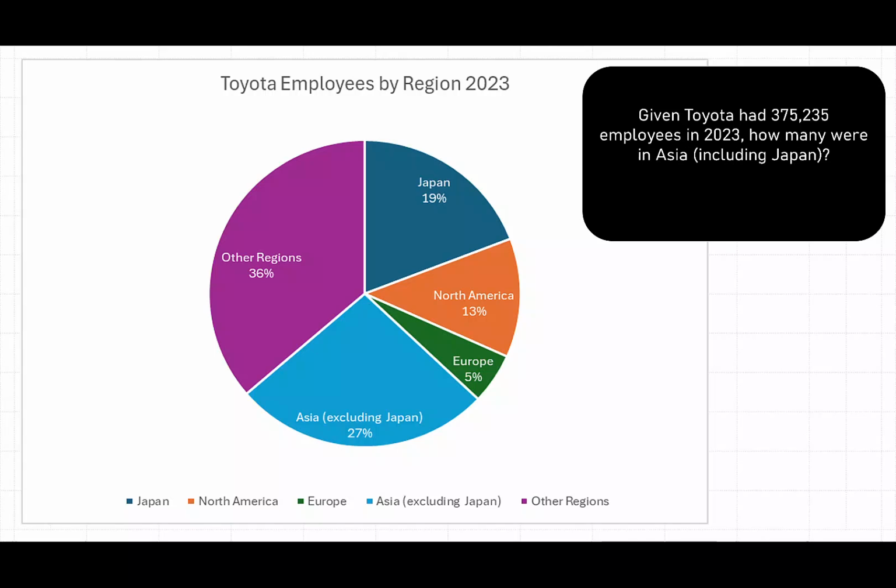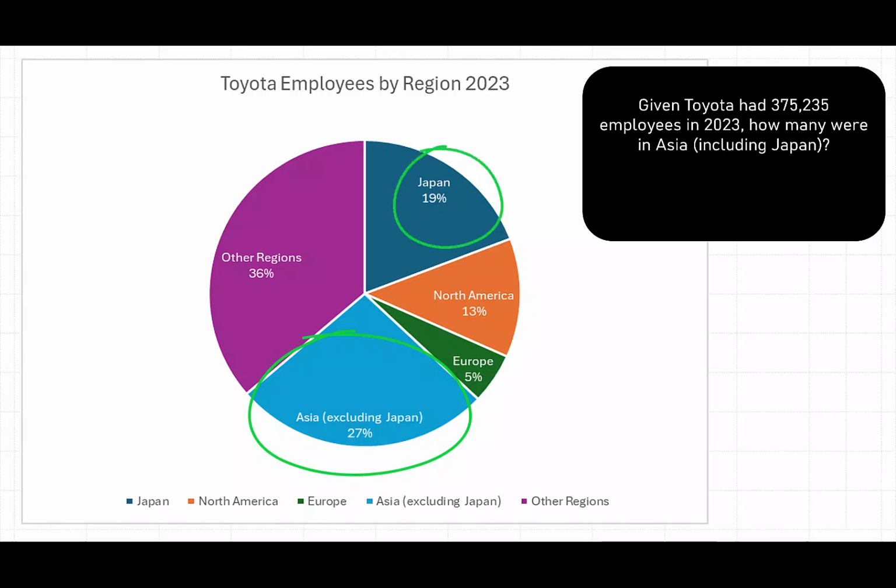This time, let's find how many employees were in Asia, and we want to include Japan. Because we're including Japan, we are looking at two slices. We're looking at the Asia slice of 27% and the Japan slice of 19%. So I'm going to add those two values together. 0.19 plus 0.27 is 0.46.